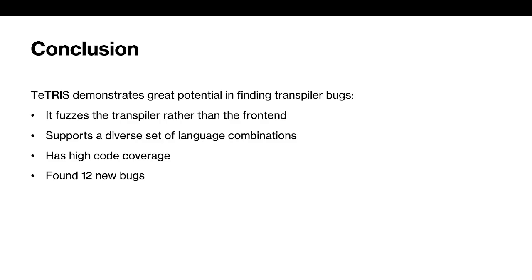So in conclusion, TeTRIS demonstrates great potential in finding transpiler bugs. It shows that they can fuzz the transpiler translator itself rather than just the front end. They demonstrated that they can support a diverse set of language combinations. They can achieve high code coverage. And to round it all out, they found 16 bugs total, with 12 of them being new.